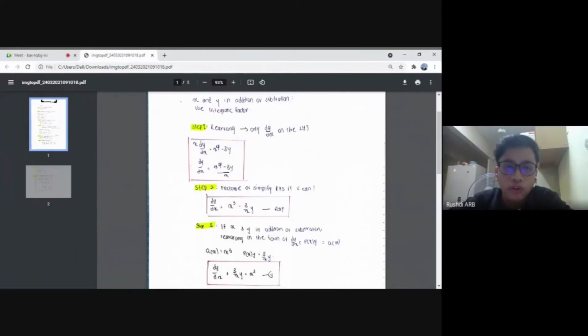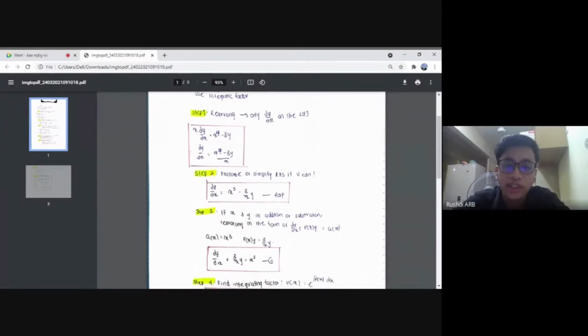Now we will move on to the next question, which is when the equation has x and y in addition or subtraction. When the equation has x and y in addition or subtraction, we will use the integrating factor. So there are several steps for this equation, which is step number 1.